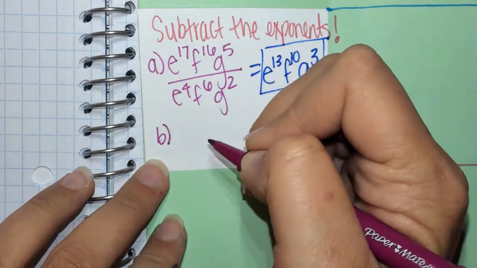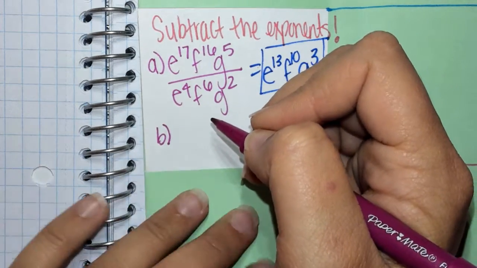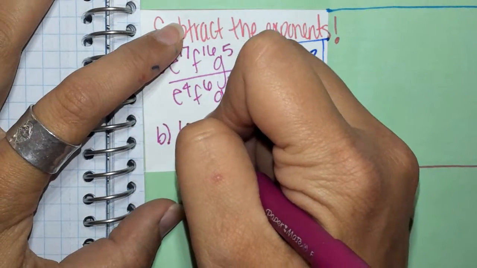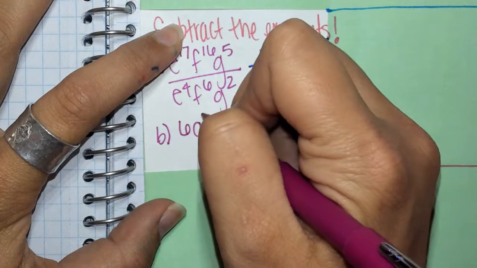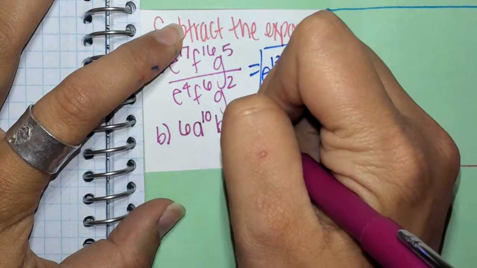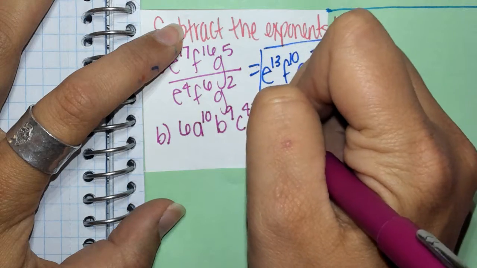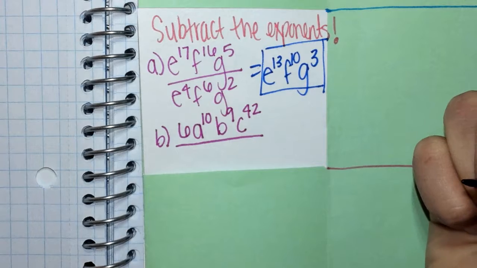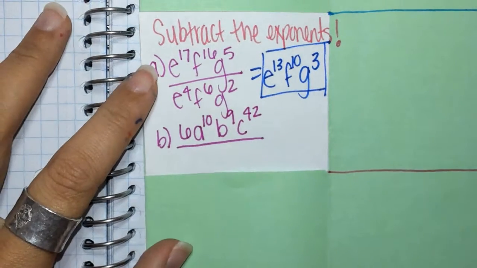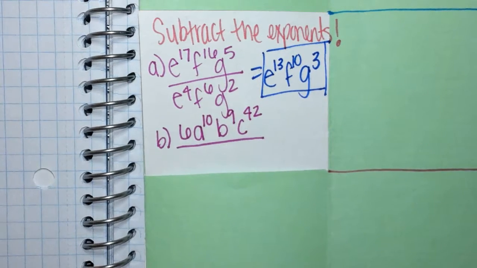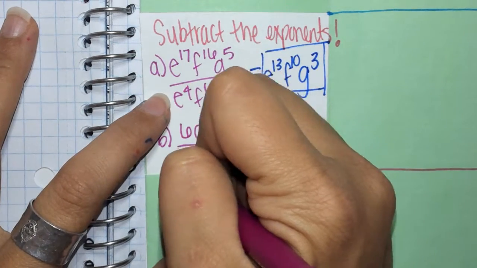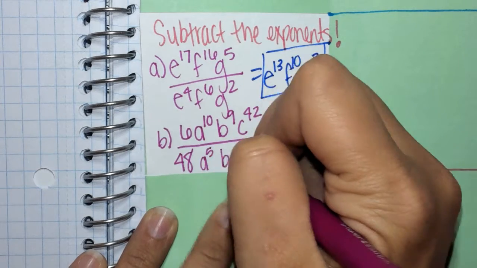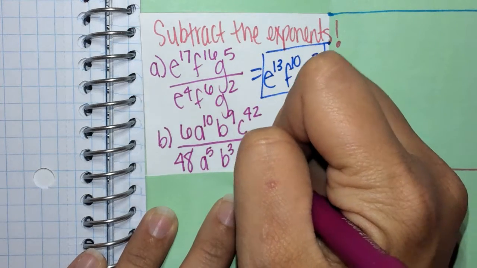Are you better now? Because you were honestly scaring me. Let's go even crazier, let's do it. Let's do 6, A to the 10th, B to the 9th, C to the 42nd, divided by... How crazy do we want to go? Even crazy. Extreme crazy. 48, A to the 5th, B cubed, C to the 19th.